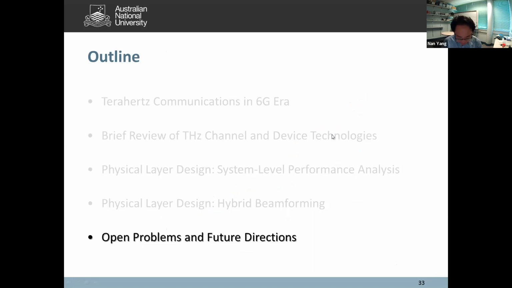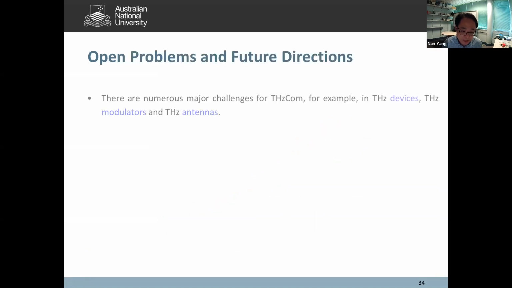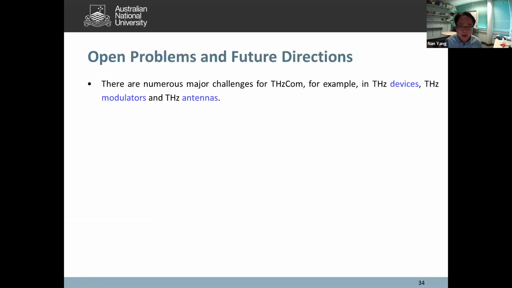In the last part, I would like to show some open problems and challenges for Terahertz communication. Terahertz communication is a hot topic, and there are numerous major challenges, for example in Terahertz devices, modulations, and antennas. I would like to leave these challenges to our colleagues and collaborators in other areas. I'm happy to do that, but from our perspective, we still have our own challenges.